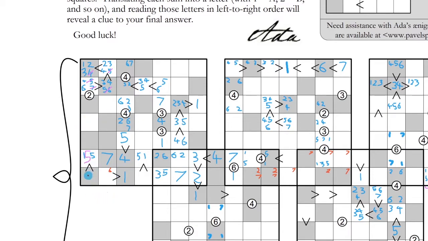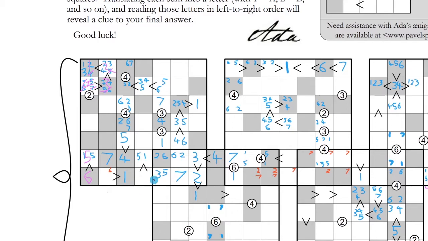At this point, this would have to be a six as well, actually, wouldn't it? Because we've already got seven there, but it has to be bigger than a five. So then that would be gone. So that would have to be a four. So that would have to be a three, and that would have to be a two, and that would have to be a one.